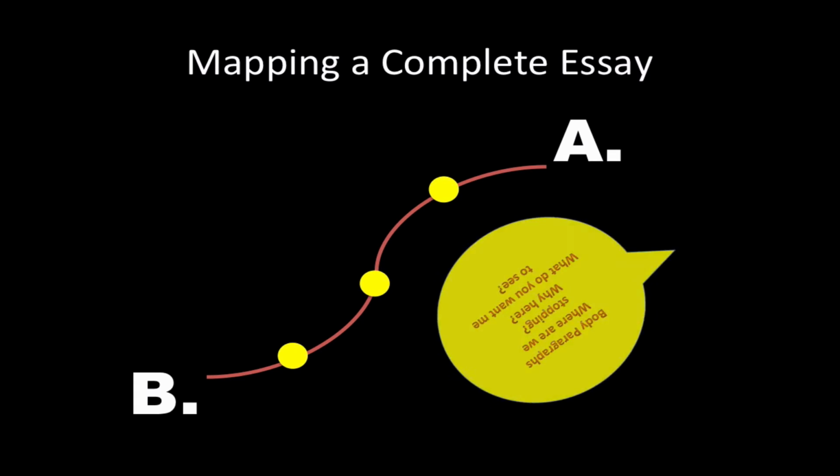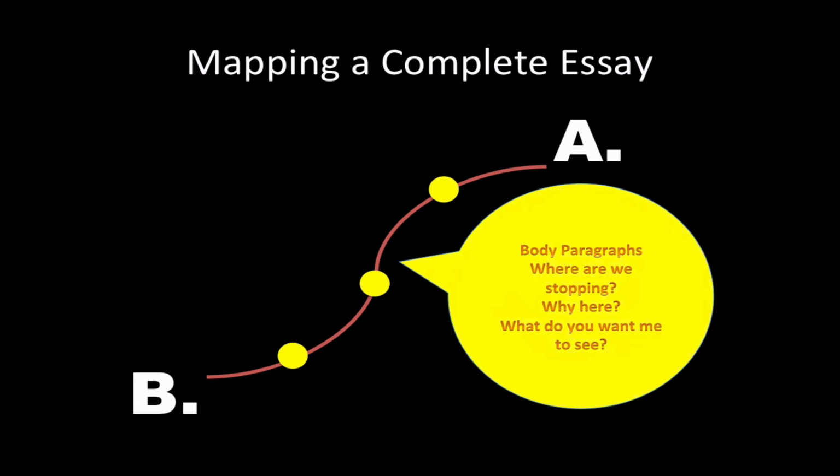In your body paragraphs, you will provide a topic sentence that tells us what the paragraph is about. Then you will introduce your evidence, provide the evidence, and explain how the evidence supports your point. In other words, where are we stopping, why are we stopping here, and what do you want me to see?